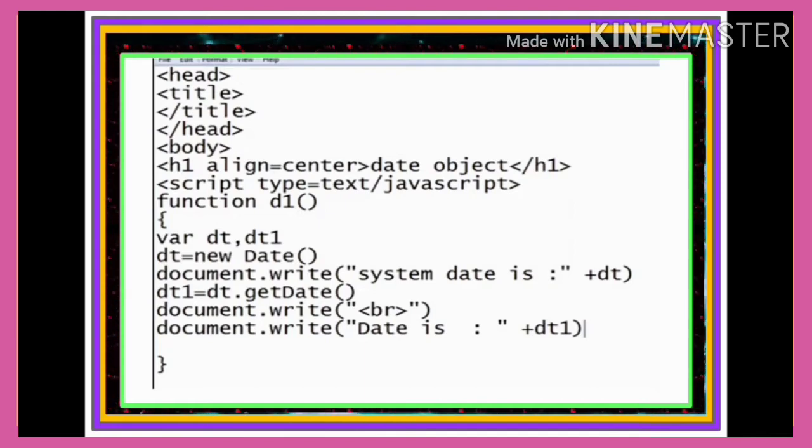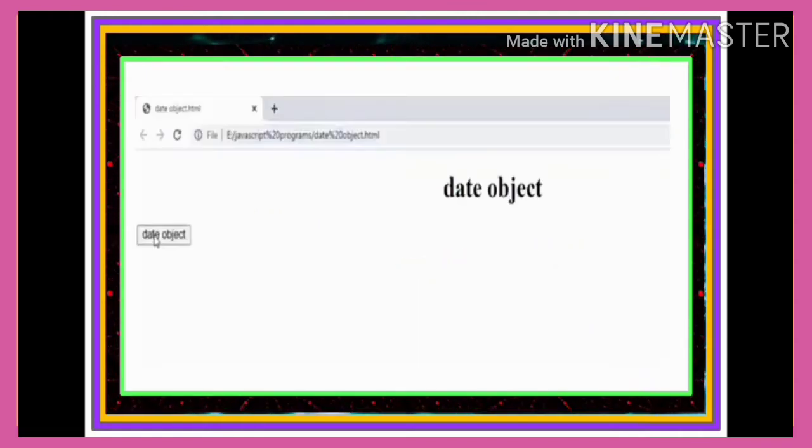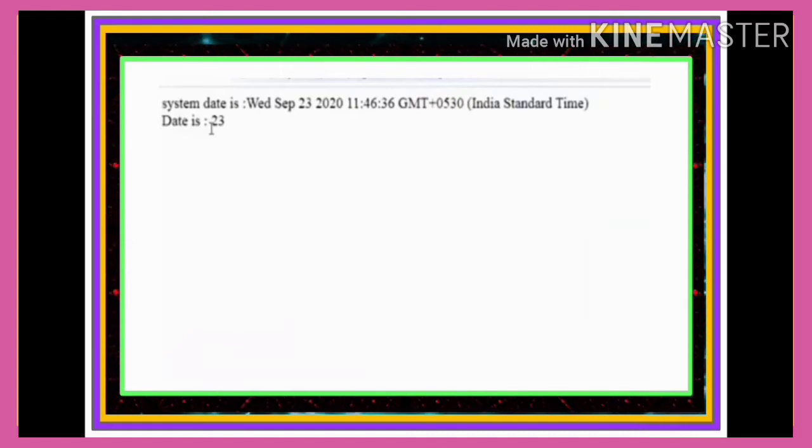Just save the program, execute on the browser. You will get this output. You will get heading date object, one button having the caption date object. Click that button. You will get system date is Wednesday, September 23, 2020.